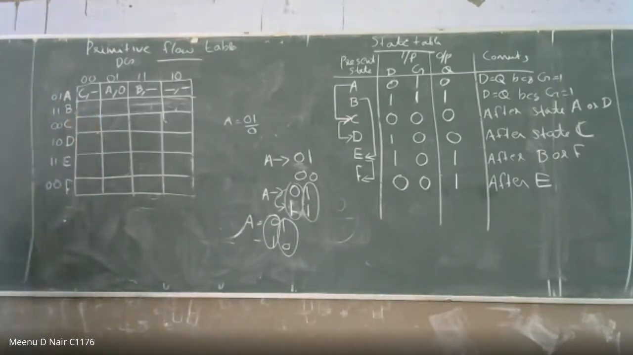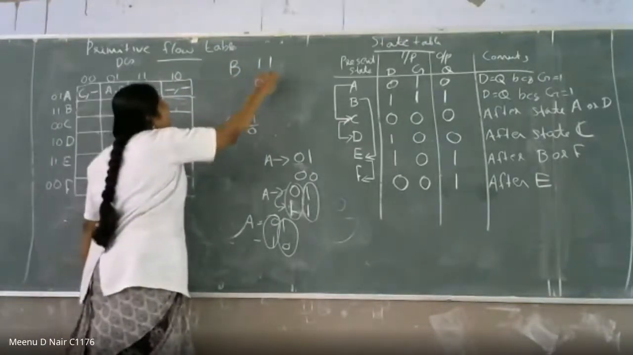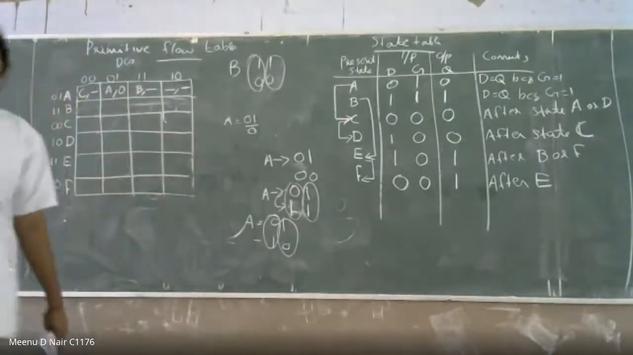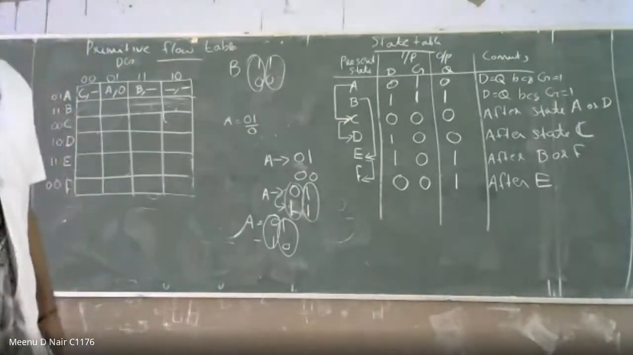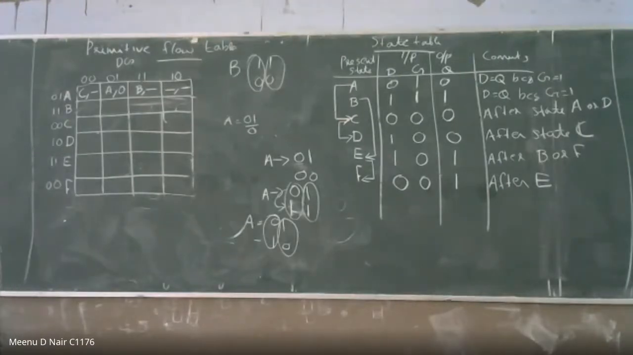Similarly, what about B? B is nothing but 1 1. Is 1 1 to 0 0 possible? B is equal to 1 1, and the first condition is asking for the 0 0 state. Is it possible or not? Can we put any state or simply dash dash? Which one can we put there? Can you change both D and G at a time? Yes or no?